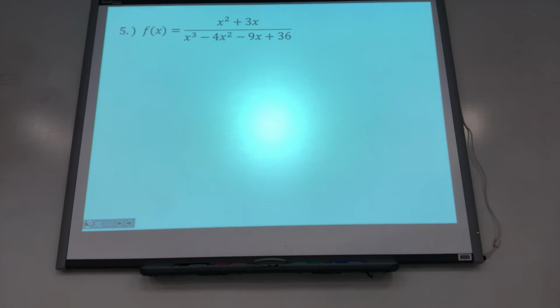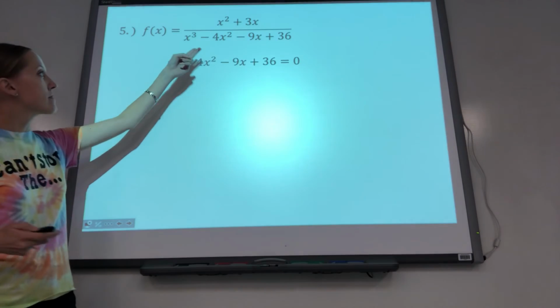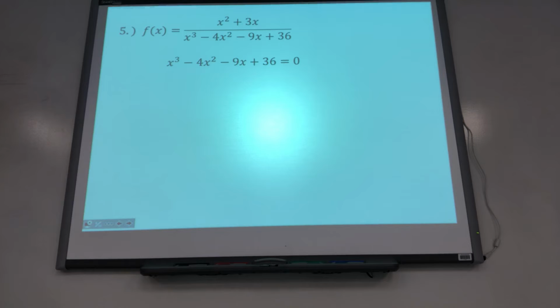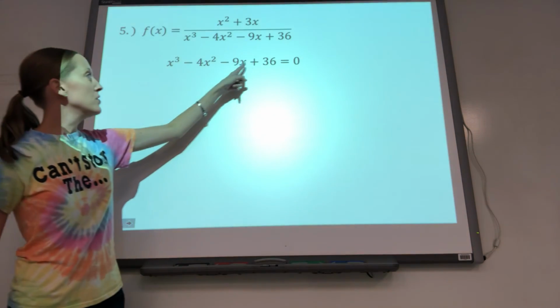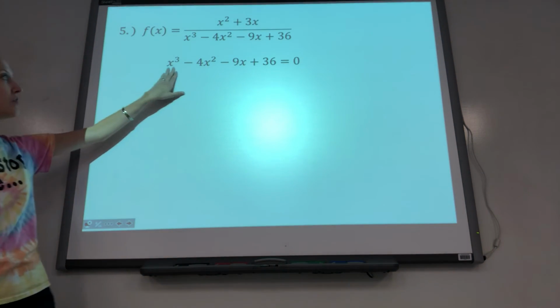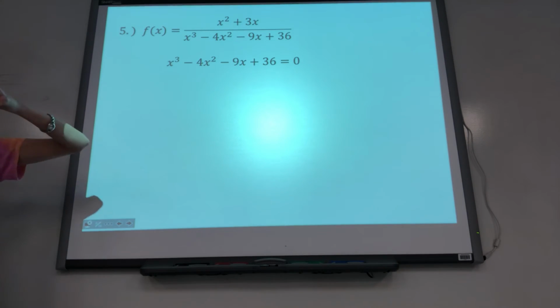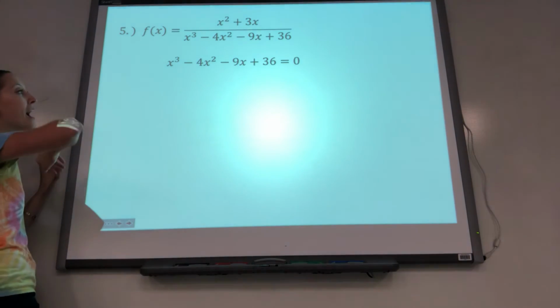F of x equals x squared plus 3x all over x cubed minus 4x squared minus 9x plus 36. Yikes. 4 terms there on bottom. Well, step 1, set the bottom equal to 0 and solve for x. So we have that entire denominator equal to 0. There are 4 terms up here. Do you remember the special type of factoring that we use when we have 4 terms? It is grouping. Very good. We're going to factor this by grouping.